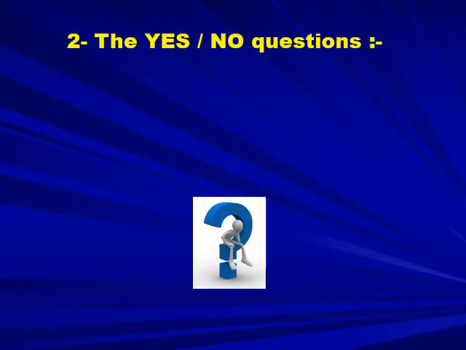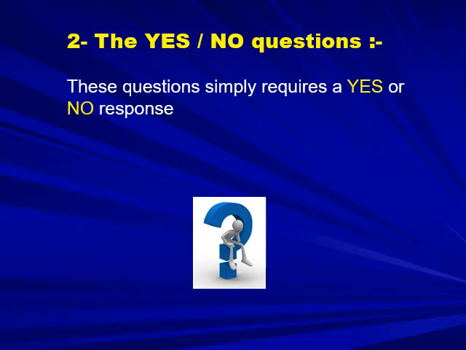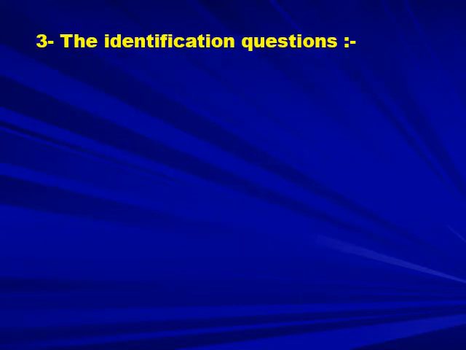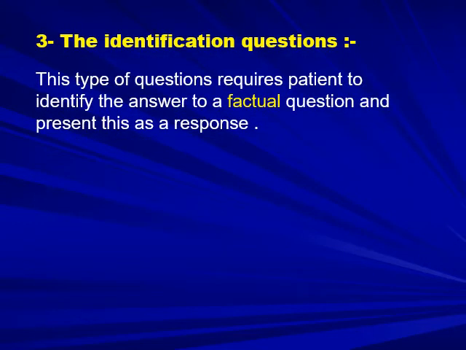The yes/no question is the second type of closed question. These questions simply require a yes or no response. For example, do you smoke? A specific question, the answer is either no or yes. The third type is identification questions. This type of question requires the patient to identify the answer to a factual question and present this as a response.